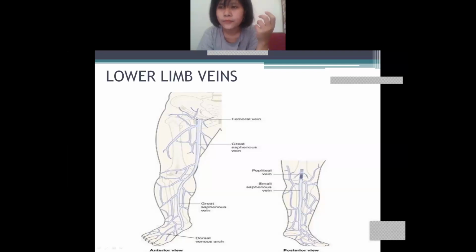Understand? This is the femoral side, right? So finally, they will reach here. That is the femoral vein side. Femoral vein. Okay, did you understand the great saphenous vein? Yes, that is the superficial vein. Did you understand or not? Please answer.